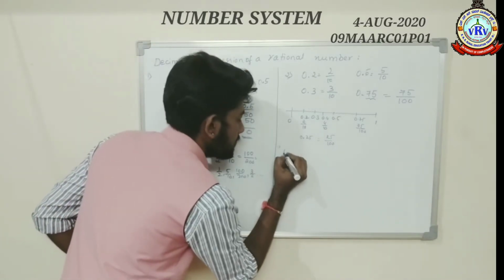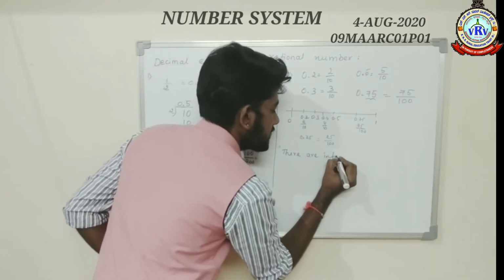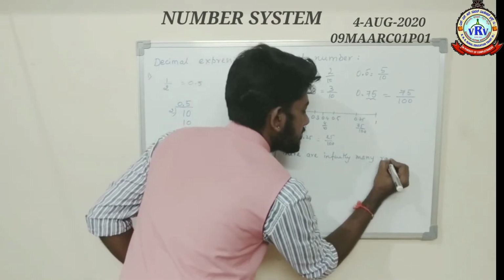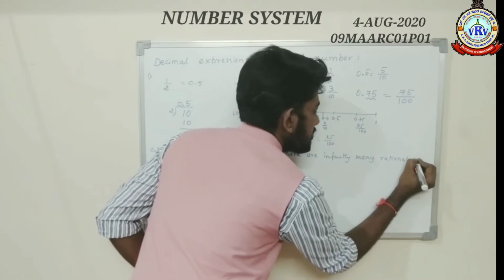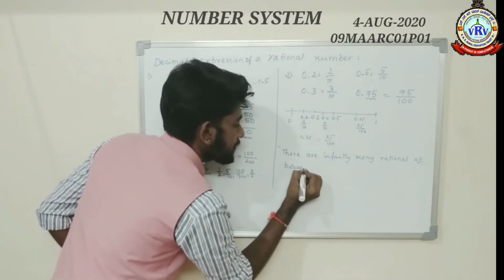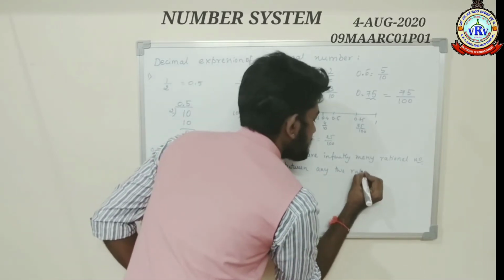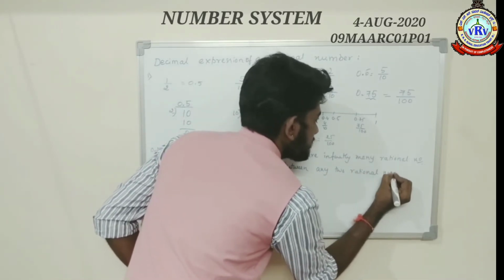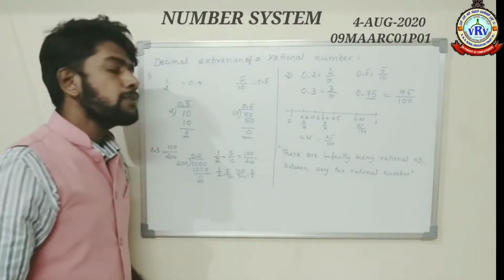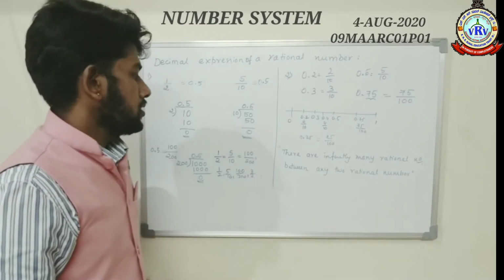Please note down, there are infinitely many rational numbers between any two rational numbers.